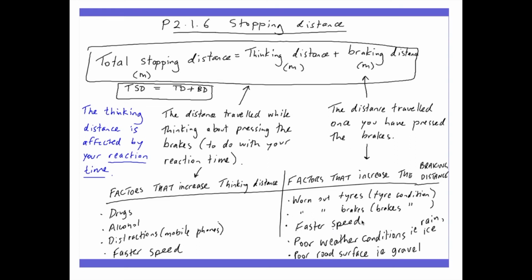Now, what you'll notice is that faster speed affects the braking distance, and faster speed affects the thinking distance. So if in doubt in an exam, and they ask you for a factor that affects either that or that, you could say faster speed, because it'll affect them both.